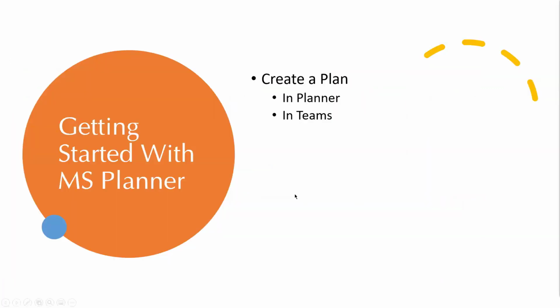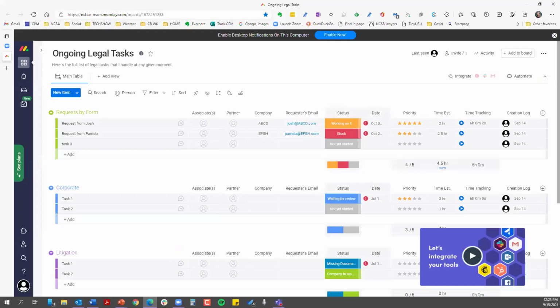So there's a couple of different ways you can make a Planner plan, and that's going to be either in Planner itself or in Microsoft Teams. So if you are already using Teams, you can add a Planner plan to the team. If you're not using Teams, then you can just go straight to Planner and create a new plan. It's fairly straightforward, but I thought I would show you what that looks like. So first, we're going to go into Planner and create a new plan.